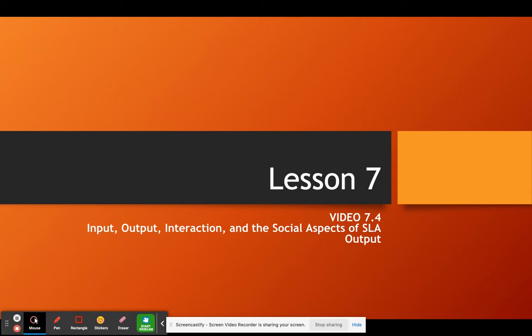In the last presentation, we learned about the role of interaction in second language acquisition. In this presentation, we will learn about the role of output, which is speaking and writing.